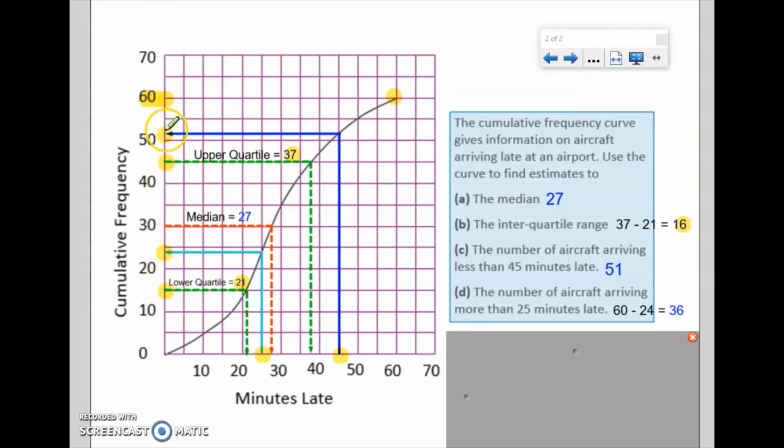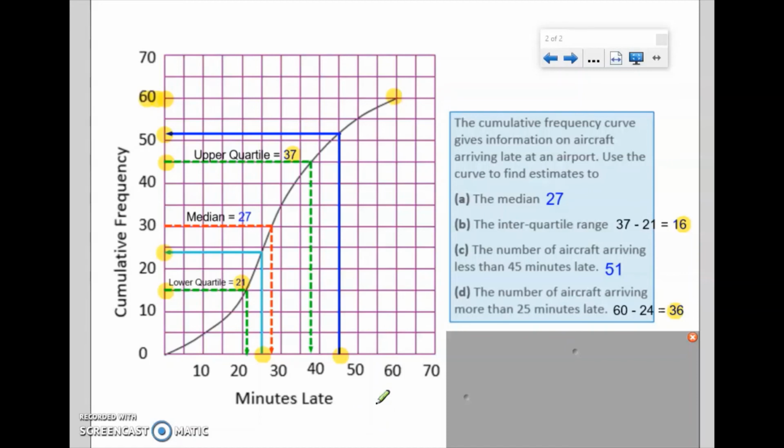So I want all the data in between here, 24, and the top of my data, 60, which is why I've went ahead and done a small subtract. 60 take away 24, telling me that the number of aircraft arriving more than 25 minutes late is 36. Again, all answers are estimates, so there would be a little bit of leniency with your answer if you are 1 or 2 numbers out.